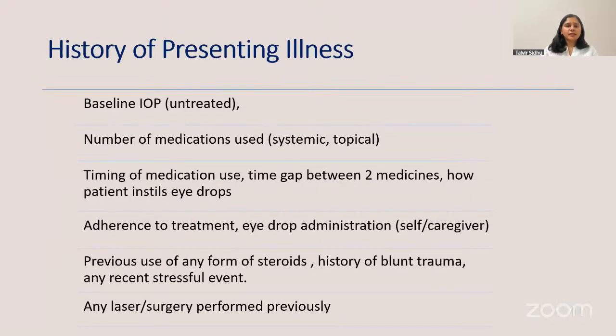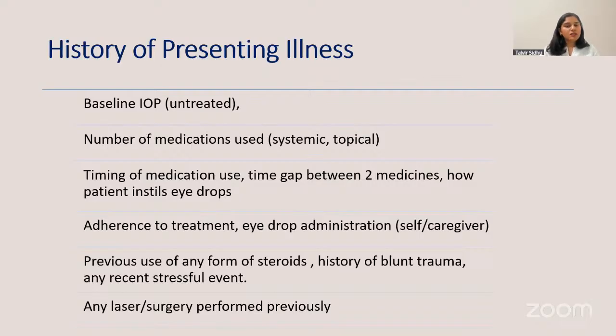Then coming to history of presenting illness, you have to ask not only the positive history, but also important that you ask the negative history from the patient. You have to ask the patient that when you got diagnosed with glaucoma the first time, what was your baseline intraocular pressure? Then you have to ask what are the medications the patient has used, systemic or topical, or any surgery the patient has undergone. What are the timing of medications that the patient uses, whether he uses any gap between those two medications, how does the patient instill the drops? Does the patient need a caregiver or can the patient actually move around and put his drops on his own?